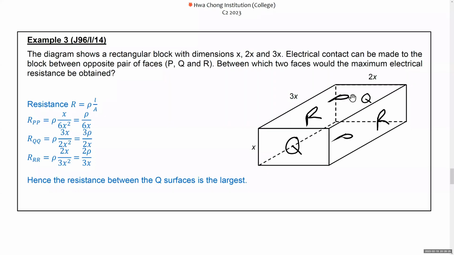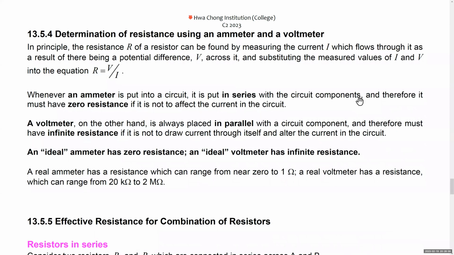So example 3, we are to find the resistance through the surfaces PP, QQ, and RR. Using the equation, resistance equal to rho multiplied by length divided by cross-sectional area, we are able to get the resistance. We can measure the resistance of a wire by measuring the ratio of the potential difference to current. The potential difference is measured using a voltmeter and the current is measured using an ammeter.